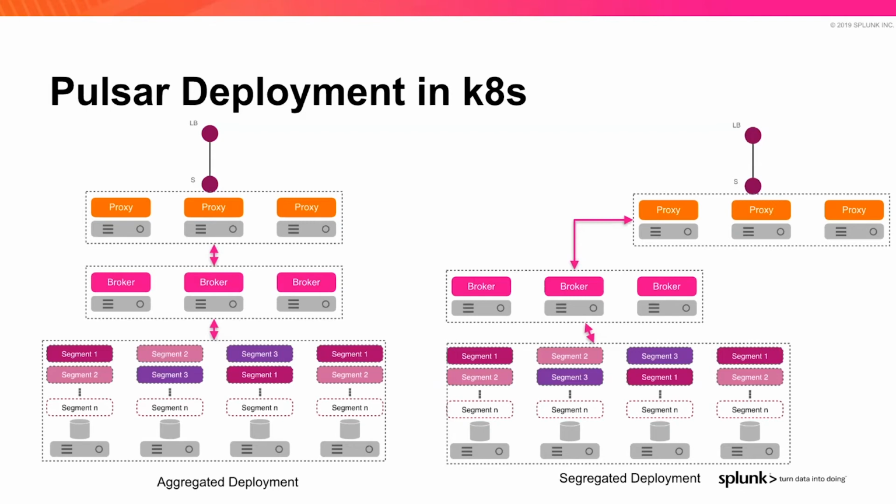And similarly, if there is a need, the proxies which are exposed to the external nodes can be isolated into a separate system using node labeling of Kubernetes, and isolated from the brokers and bookie nodes, which are highly critical, right? So that's what the segregated deployment means.